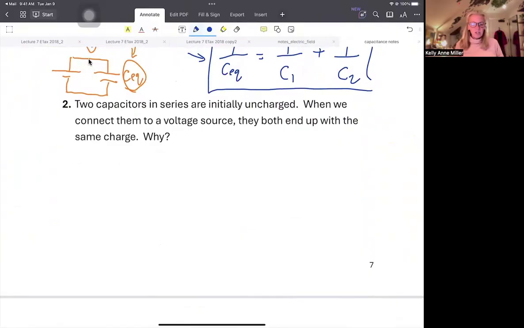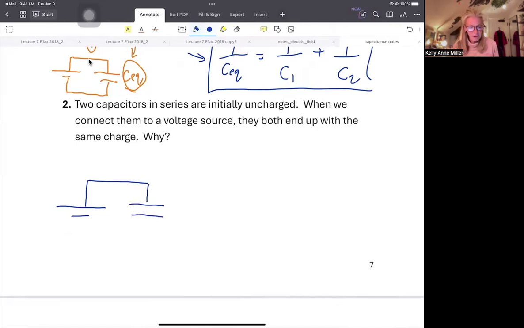Okay, so this question: two capacitors in series are initially uncharged. When we connect them to a voltage source, they both end up with the same charge. Why? Well, I've actually already explained this. I'll draw it out again, just to make sure it's clear.